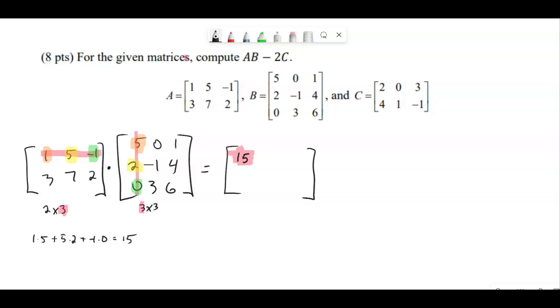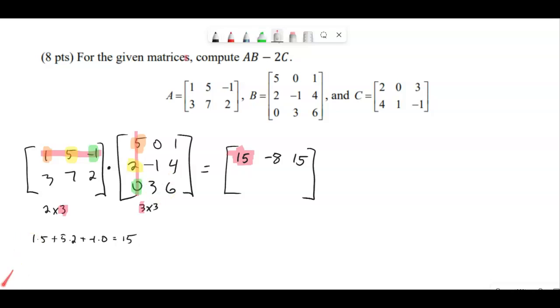So if we do row 1, column 2, that would be 0 minus 5 minus 6. That's negative 8. If we do row 1 times column 3, that would be first times the first, 1, plus second times the second, 20, that's 21, plus third times the third, negative 6. 21 minus 6 is 15.